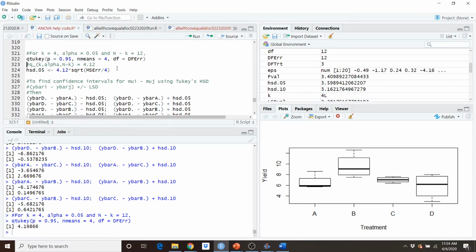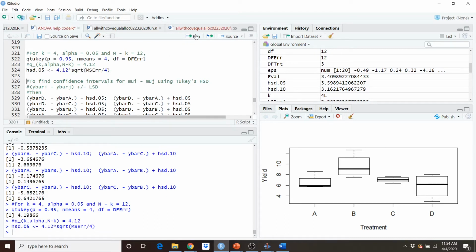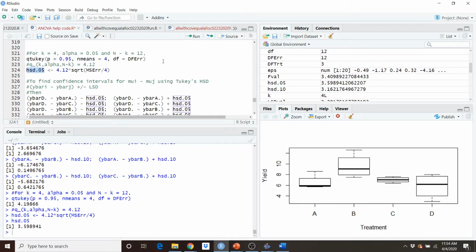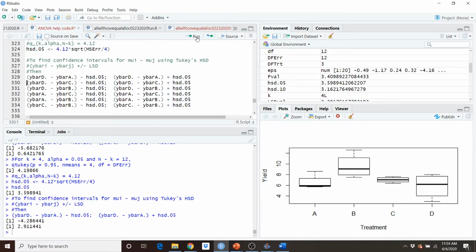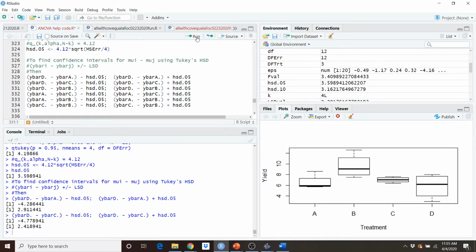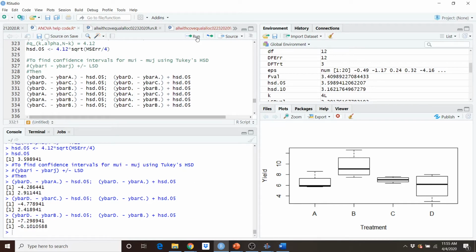And so multiplying this by the square root of our mean square error over 4, we can see that our honestly significant difference value is 3.5989. And so, again, finding our confidence intervals, but now with a Tukey probability of 0.05, we can see that D and A still have 0 in the interval. They're similar. D and C still have 0 in the interval. They're similar. D and B, however, still do not have 0 in the interval.